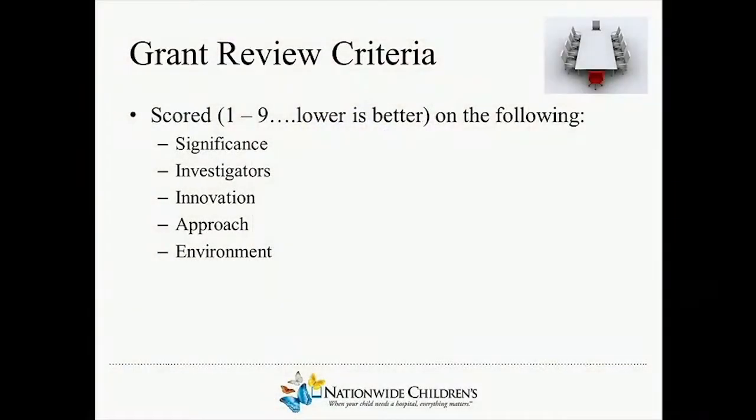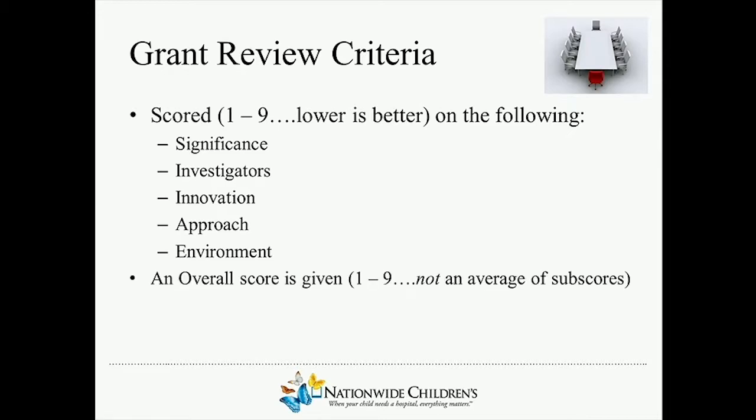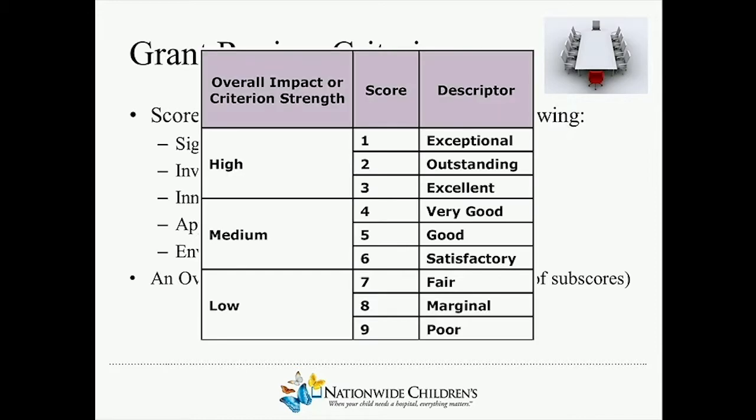So you're scored on significance, investigators, you, the innovation, the approach, the environment, and then an overall score is given, 1 to 9. That's not an average of the subscores, by the way. The approach, what you're going to do, usually carries the most weight. But the reviewer will give an overall gestalt, scoring it 1 to 9. Higher score is bad, so a 9 is terrible. A 1 is perfect.